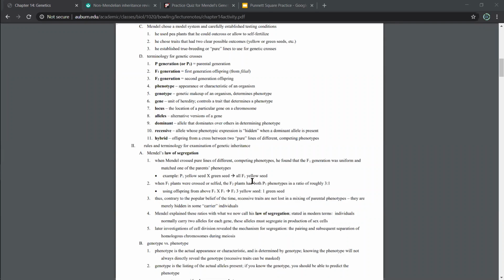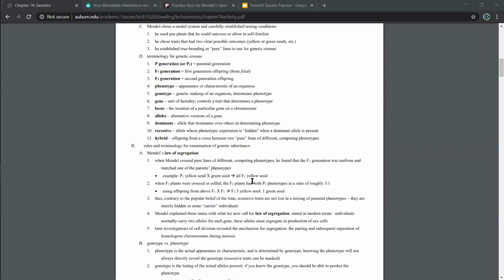So seven, locus. Locus is kind of like the location of a particular gene on a chromosome. So, for example, on the Y chromosome, one of the sex chromosomes, there is a gene called the SRY gene. So the location of the SRY gene on the Y chromosome is that SRY gene's locus.